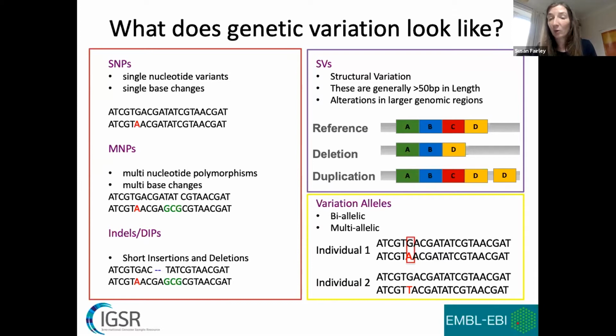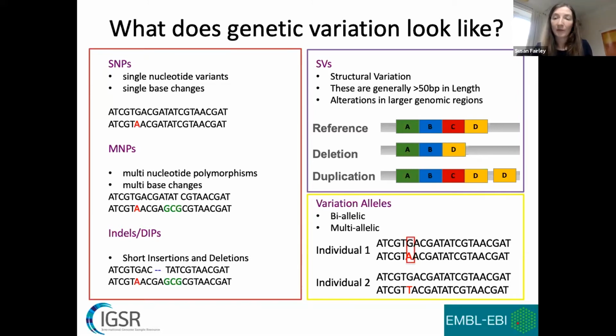It could be that one of these blocks gets deleted, as in the second row of this example, where block C has gone. Or there could be duplication events, and you may sometimes get many copies of the same region of DNA repeated multiple times in a given chromosome. So we've got single nucleotide polymorphisms, multiple nucleotide polymorphisms, insertions and deletions, all happening at a shorter range, and then we've got these larger structural variants.